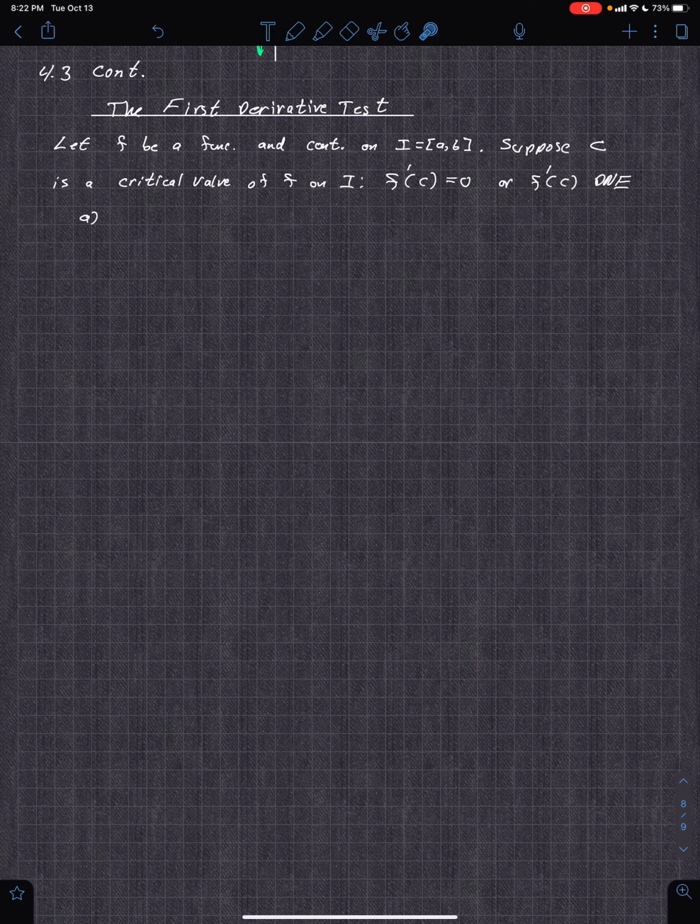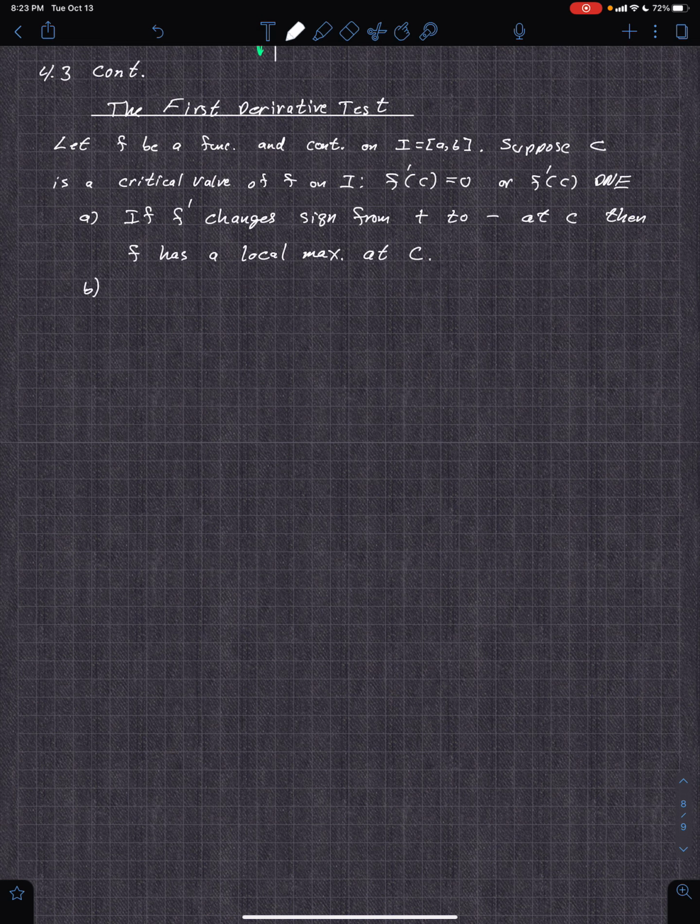Okay. Then A, if f prime changes sign from positive to negative at C, like around C, then f has a local maximum at C. So we say then f has a local maximum at C. So f of C is a local maximum.